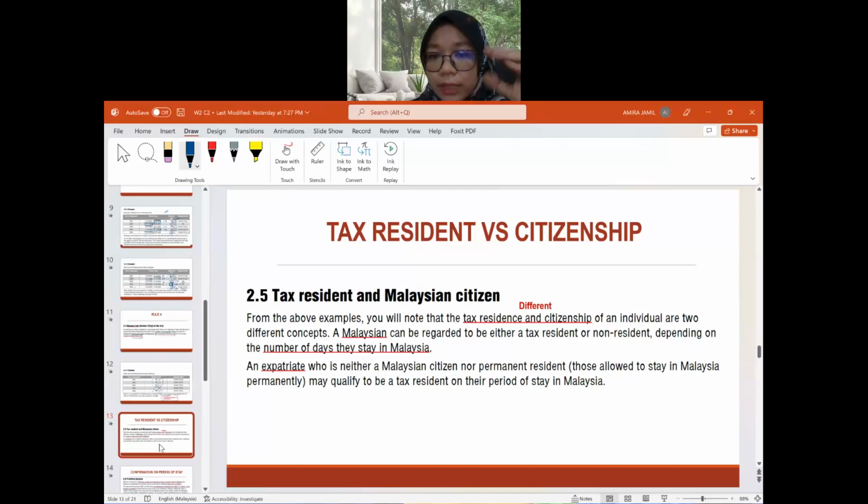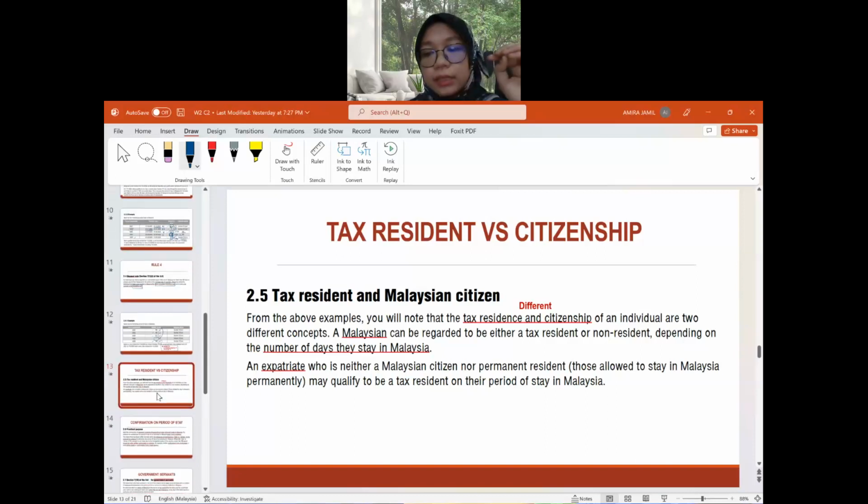Tax resident can also be considered for Malaysians and also for expatriates, the foreigners who stay in Malaysia and follow these four rules. So he can be considered as tax resident. Siapa-siapa saja yang stay in Malaysia for the following days lah, more than 182, less than 182, more than 90, ataupun the unusual rule, he can be qualified to be a tax resident.